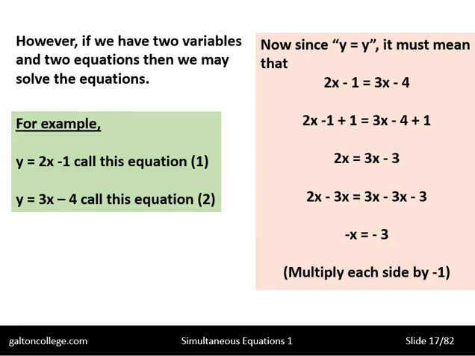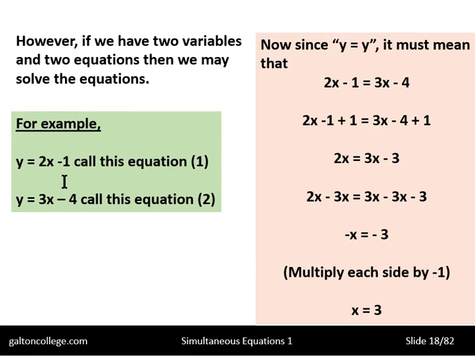Multiply each side by minus 1. If you do that, you get minus x times minus 1, which is x, minus 3 times minus 1, which is 3. So we have x equals 3. So we've solved these two equations. We found the value of x.